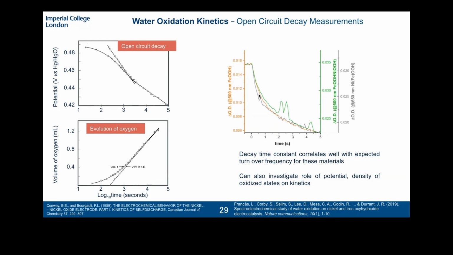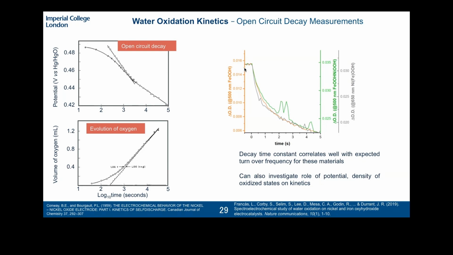And this corresponds quite well with what one might expect to be the turnover frequency for water oxidation on these materials. So I think Andreas is going to talk about this in the second half. Then one can start looking at how water oxidation kinetics change with things like electrochemical potential, as well as the density of these species that you're able to accumulate before you let your system go back to open circuit conditions.